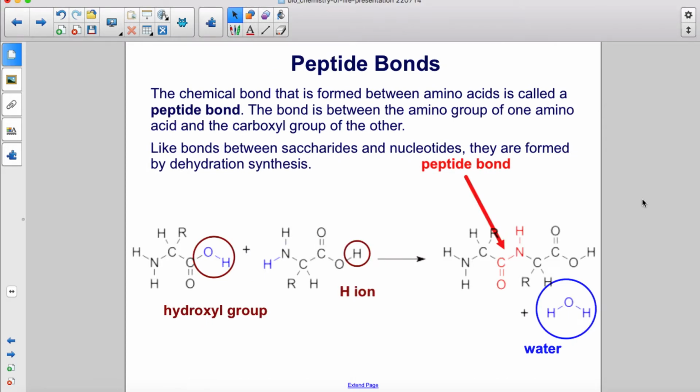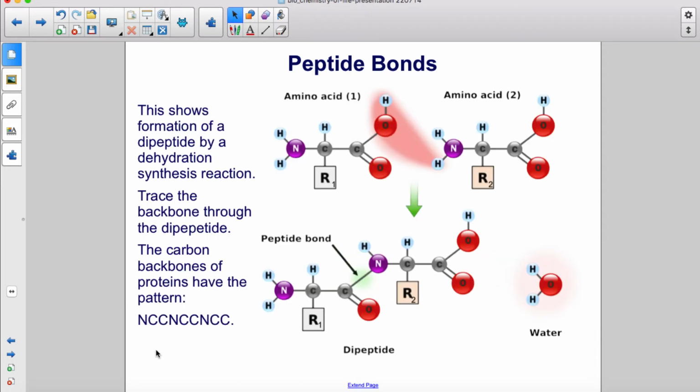The chemical bond that is formed between amino acids is called a peptide bond. The bond is between the amino group of one amino acid and the carboxyl group of the other. Like bonds between saccharides and nucleotides, they're formed by dehydration synthesis. This shows formation of a dipeptide by a dehydration synthesis reaction. Trace the backbone through the dipeptide. The carbon backbones of proteins have this pattern.